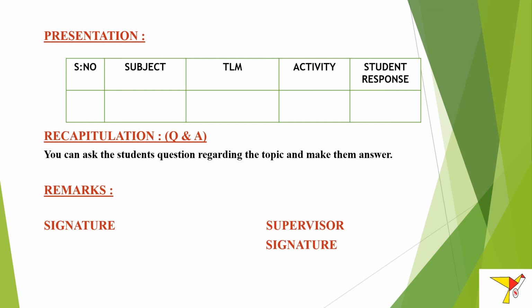For exam purposes, you can write the name, topic, general objective and specific objectives on one sheet, the teaching learning material, announcement and introduction on another sheet, and presentation, recapitulation, remarks and signature on the third one. Below in the description box, I have given you a link for a model of a lesson plan. This will also guide you and give you a good idea of how to make a simple lesson plan.